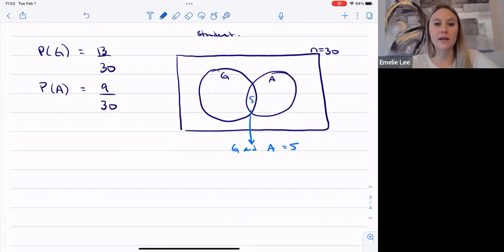I'm going to fill that with a 5. Okay. So what I'm going to do is fill all of these components with the different counts, because that's going to help me answer the questions later. Sometimes it's helpful, sometimes it's just nice to visualize it, but I just want to give you the tools so you know how to use a Venn diagram.